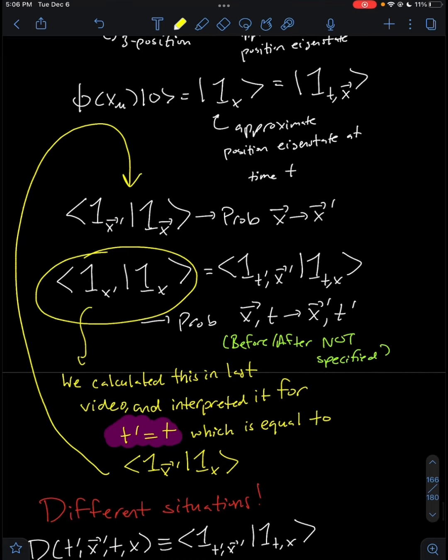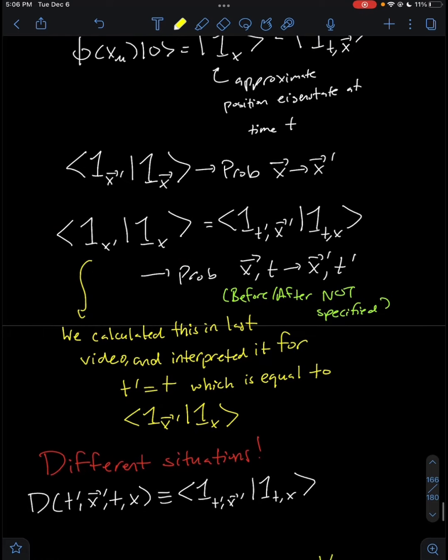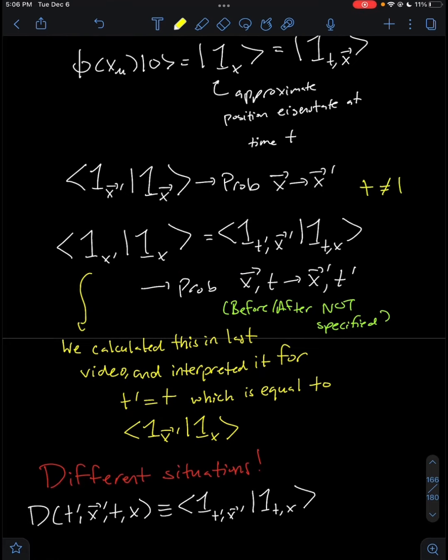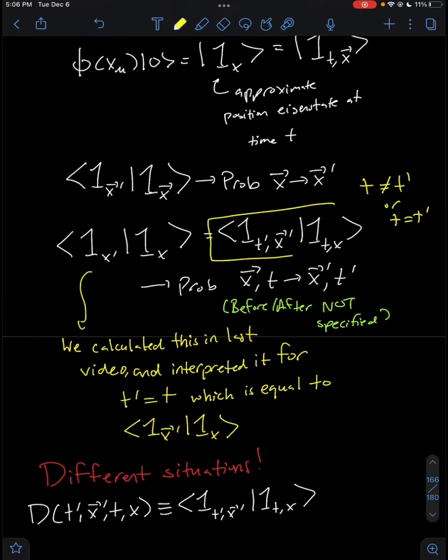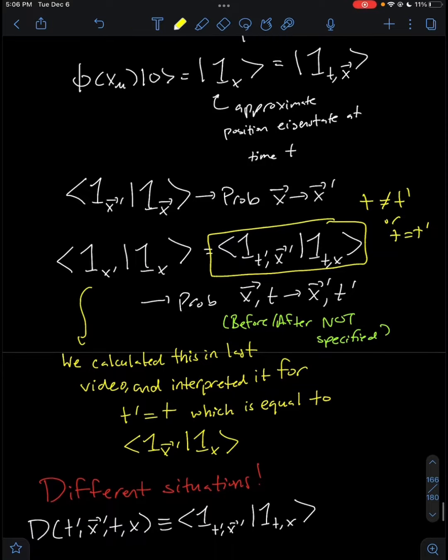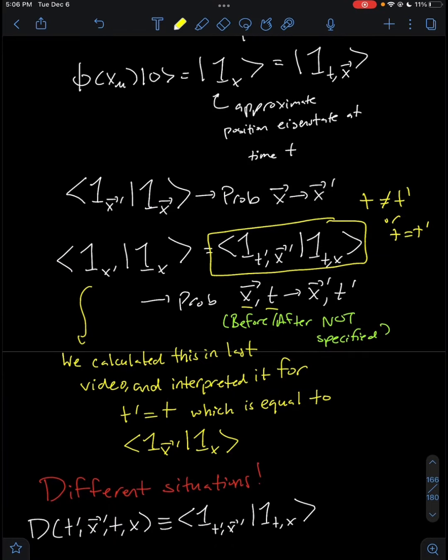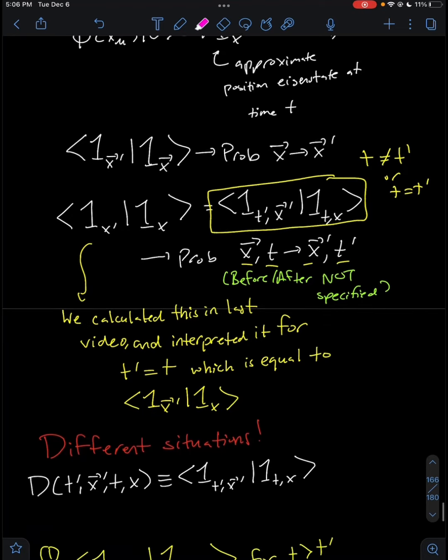But again, we can look at this propagator in a more general case, where t is not equal to t prime, so t doesn't have to be t prime. That's this over here, and that tells us the probability amplitude that the particle goes from x, t to x prime, t prime. Note that before and after are not specified, which means that t prime could be greater than t, or t prime could be less than t. So it's kind of weird how we are treating these states as having no causal structure yet, but we will.